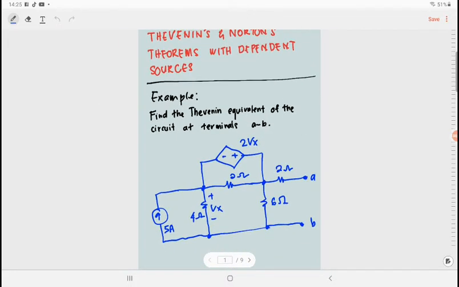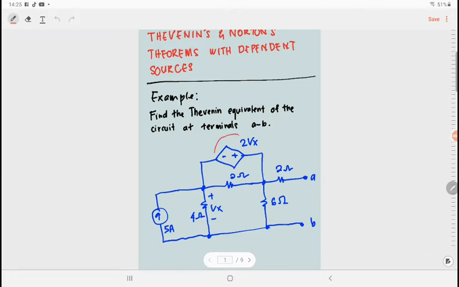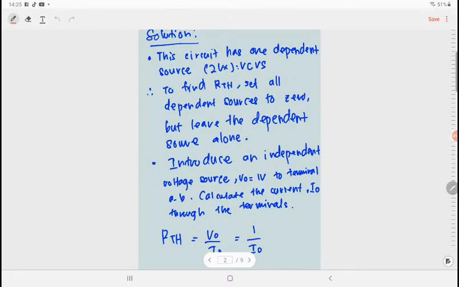In this example we want to find the Thevenin equivalent of the circuit at terminal AB. If you look at this circuit, we have one dependent source over here and one independent source over here. Due to the dependent source, in order to get the value of RTH, we need to use a different method, which is to introduce a voltage source or current source at terminal AB. So this is the solution.